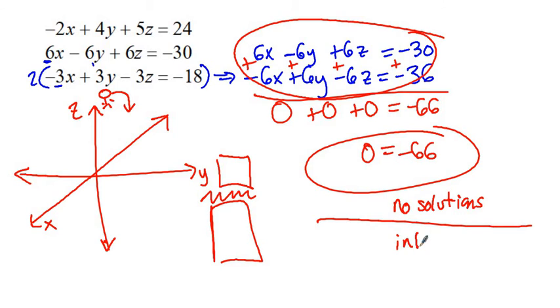What would infinite solutions look like? If you had done that same problem and instead you had gotten 0 equals 0 or 8 equals 8 or -66 equals -66, something that's always true, that's an example of when you would have infinite solutions. When something is never true, you have no solutions. I hope that distinction makes sense. And that is how you solve systems of equations using three variables.